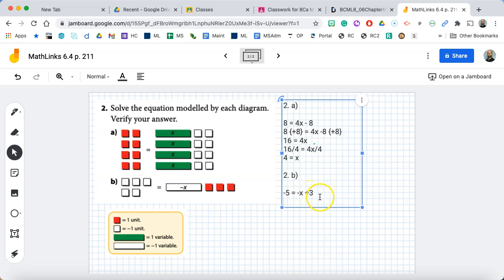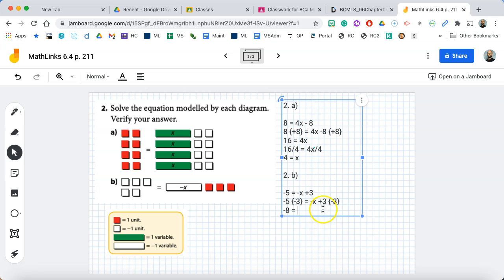So how do we get rid of this positive 3? Well, we're going to subtract 3 from both sides. So we write negative 5 minus 3 equals negative x plus 3. Copy the equation and then add minus 3. So see what I did? I've added negative 3 to both sides. Now here, what do we do when we put a negative 5 together with a negative 3? That gives us negative 8.